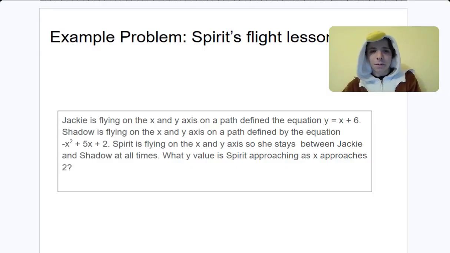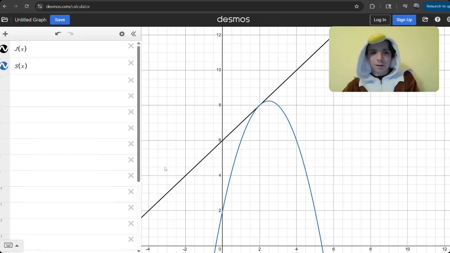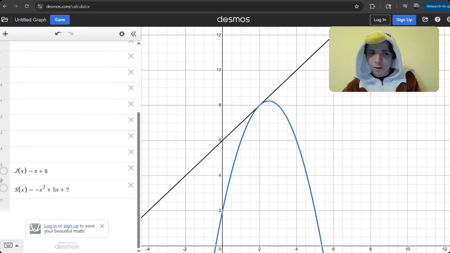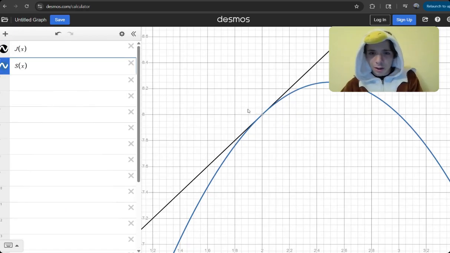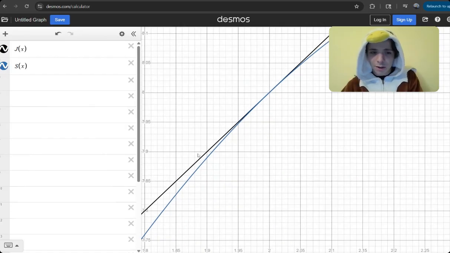And we can look at a graph of this. If you have j of x and s of x, they're approaching each other. If you scroll down, these functions are what the values of j of x and s of x are. And if you zoom in right on here, you can see that they're both getting close to 8. And if Spirit is flying somewhere in the space in between, her y value is also going to get close to 8.